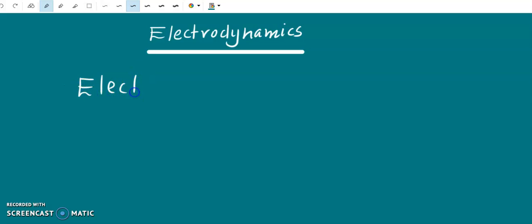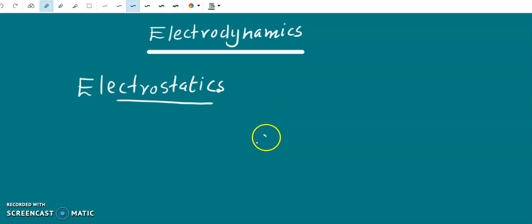So in the electrostatic case, this charge is stationary. So we know that an electrostatic field is produced by a stationary charge. So the region around a point charge where another charge experiences a force of attraction or repulsion is called an electric field. So the strength of this electric field is measured by a quantity called the electric field intensity.